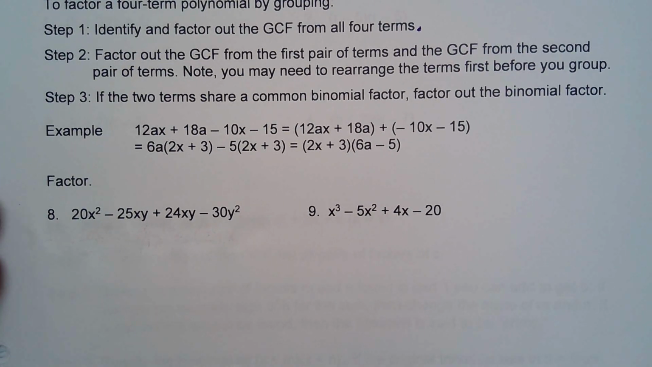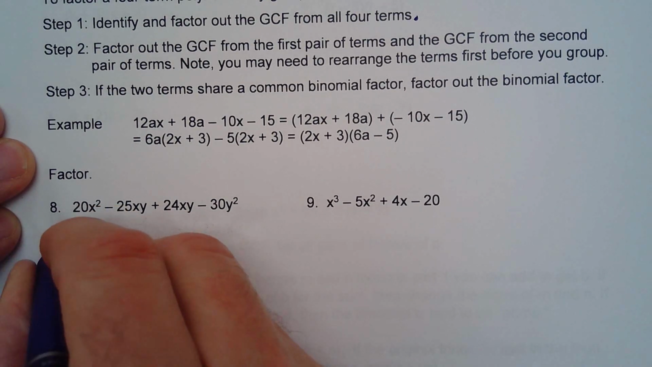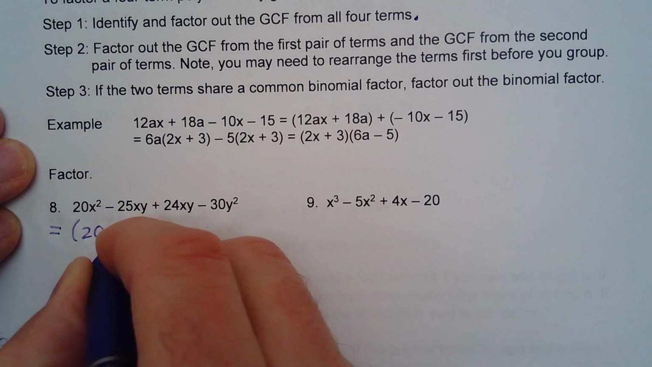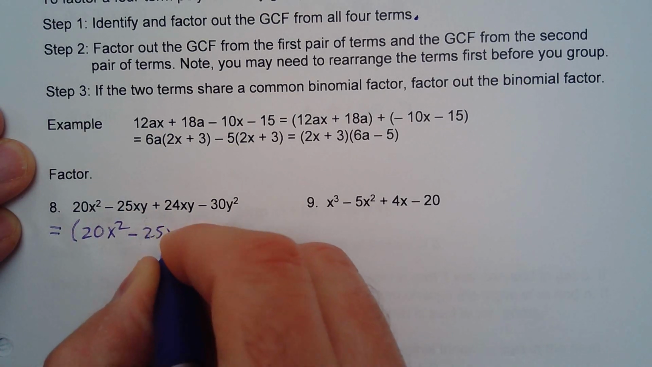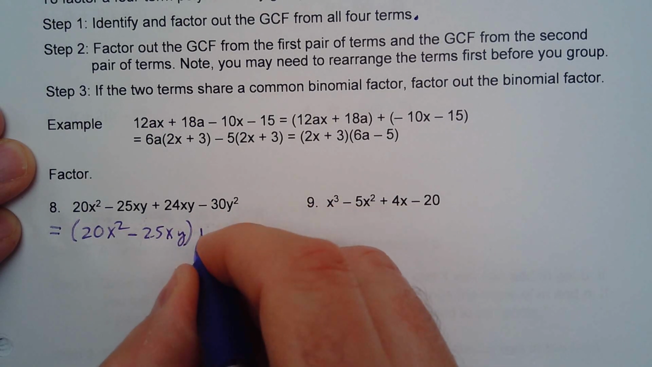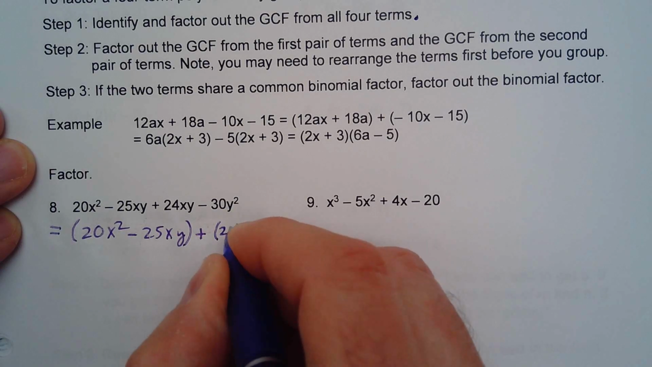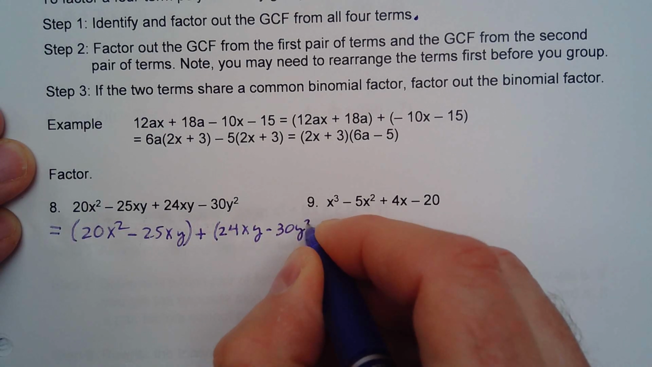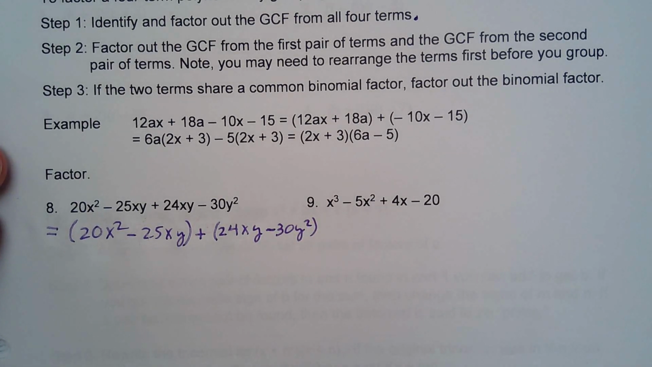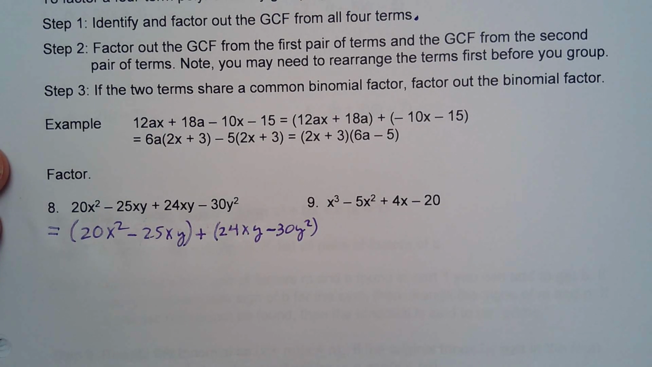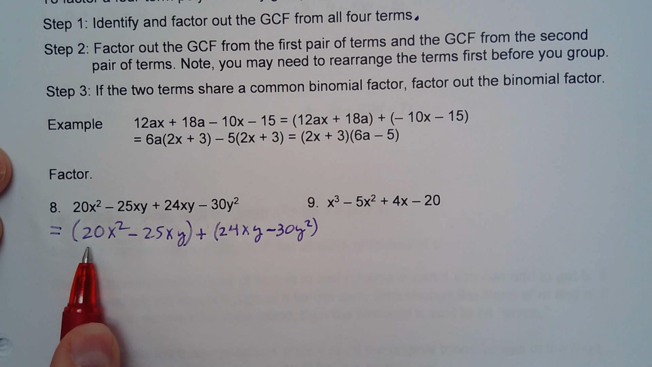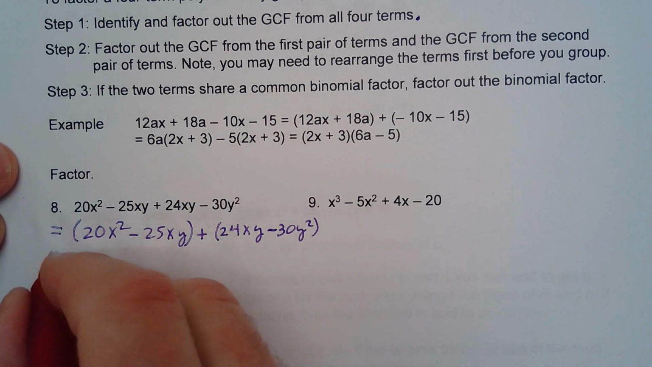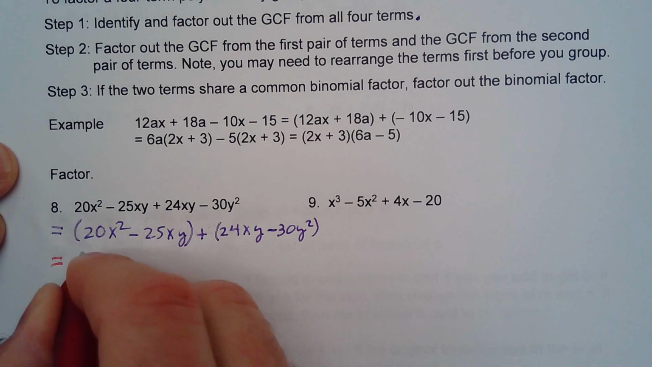So if I look at number 8, GCF of all these first terms is just 1. So I'm going to group the first 2 terms together. And I'm going to group the last 2 terms together. So now I'm going to look at the first 2 terms. And I can see I can do a 5 here and also an x. So my greatest common factor here is going to be a 5x.